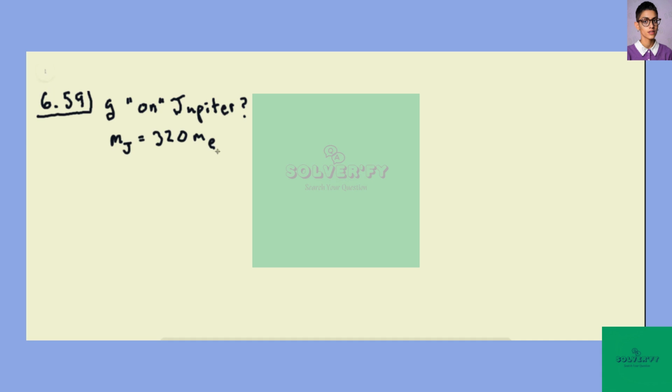But in any event, we can just imagine we have a solid planet the same size and mass and go from there. So we're told that the mass of Jupiter is roughly 320 times the mass of the Earth, which we're also told is 1.9 times 10 to the 27th kilograms.